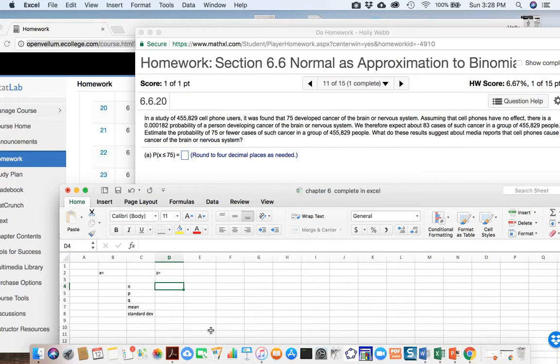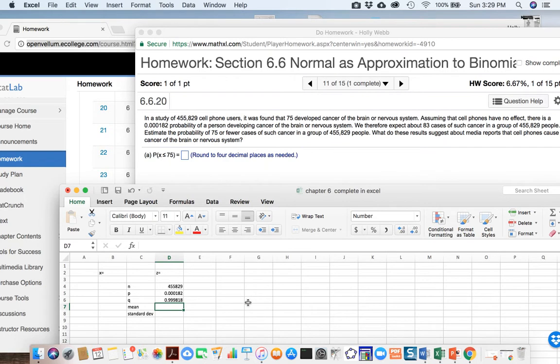So we have a group of 455,829 people. That's our N. Our probability of cancer is our P. And our Q will be 1 minus P. And that's the probability of not getting cancer.